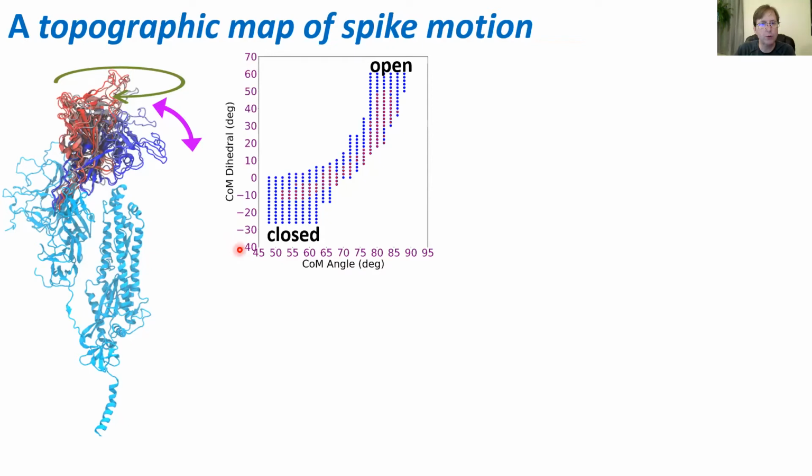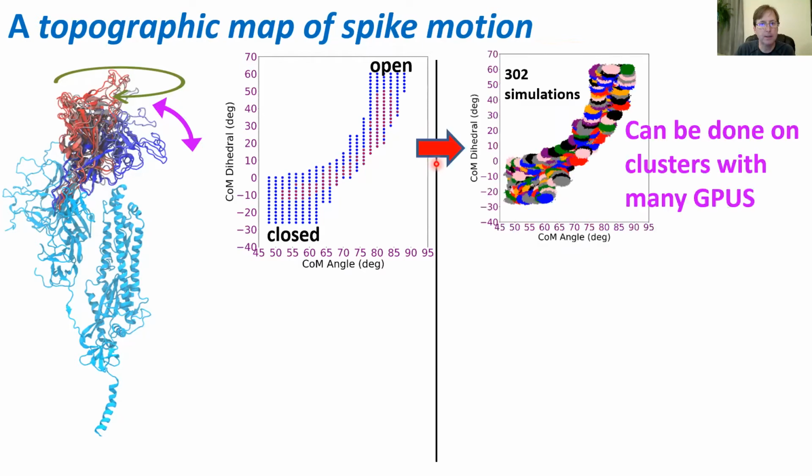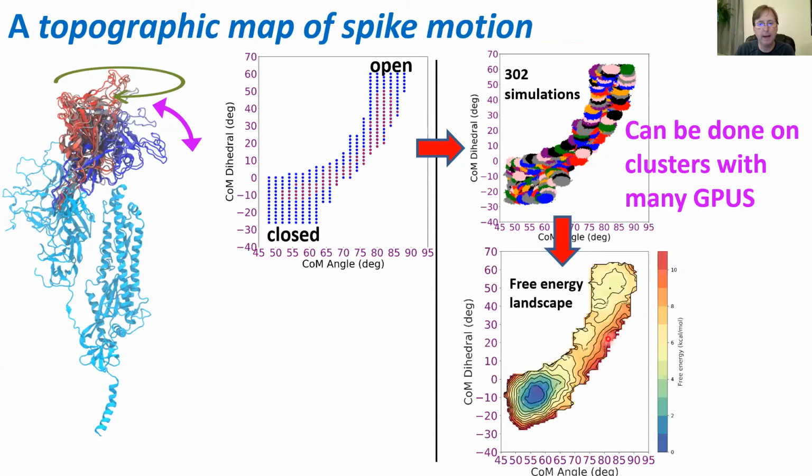We can take those 2 coordinates and map grid points where we've seen structures during our opening motion in the simulations. Then we can deploy a large number of simulations to do local explorations of that grid. And that can be done in a cluster, in this case with 300 simulations. And that allows us to calculate a free energy landscape.